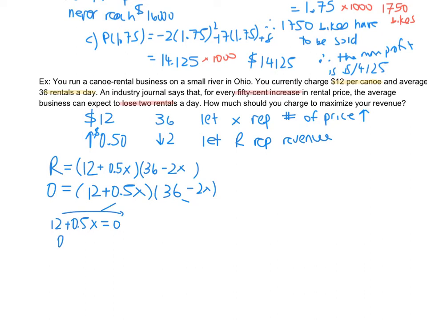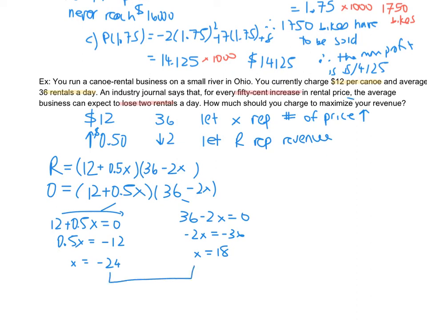So bring the 12 over, it becomes negative, divide out the 0.5 and I get negative 24. I do the same thing for my other bracket, bring the 36 over, it becomes negative. I divide both sides by negative 2 and I get positive 18. Now I take these numbers and because I saw the word maximum, I know I want the vertex, so don't forget to do your x_v, which is just the x coordinate of the vertex. So I add them up, divide by 2, and we get negative 3.